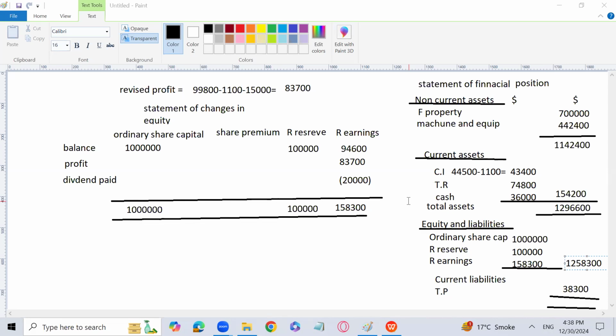Let's see. We go for the total. That is going to be the total liabilities and equity. We'll get the answer.